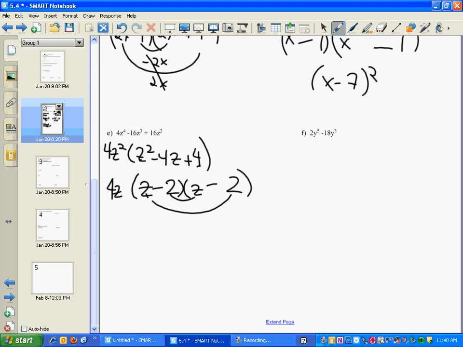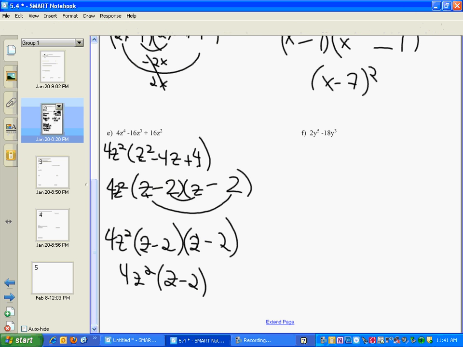Good. You guys are getting this. So 4z squared, z minus 2, z plus 2. Sorry, I'm not thinking. Right? So 4z squared times z minus 2 squared.